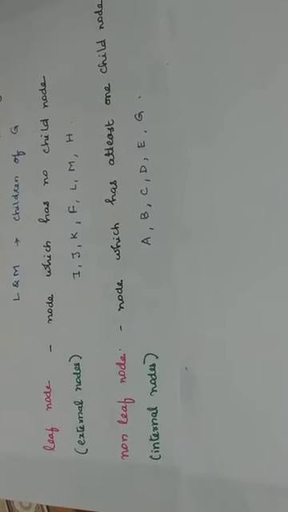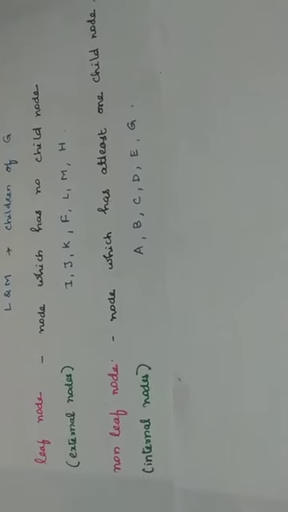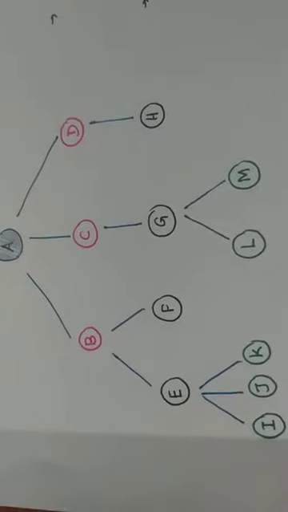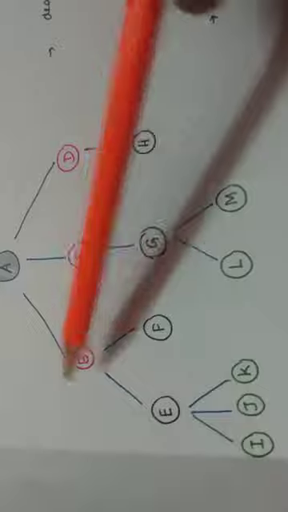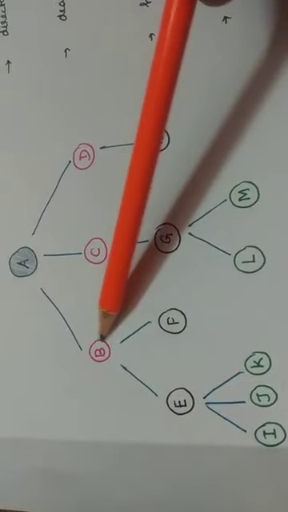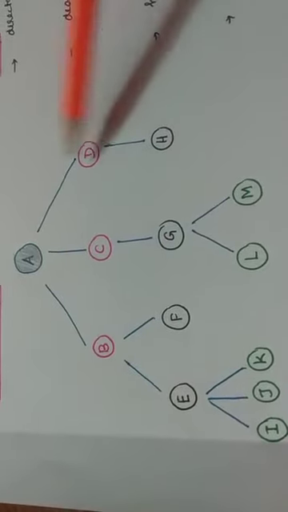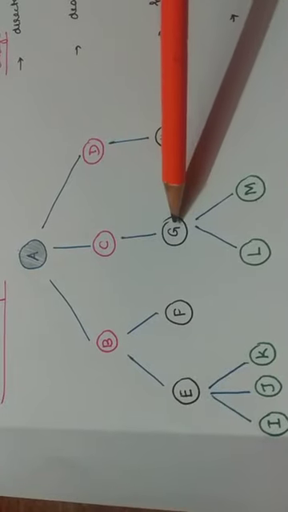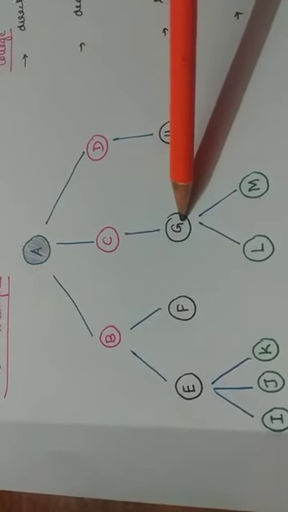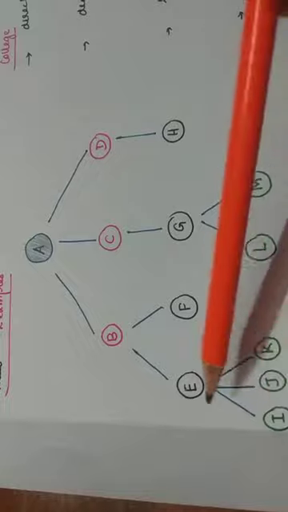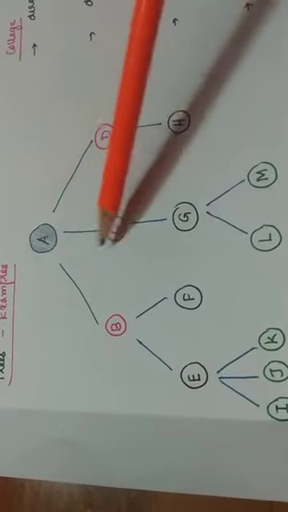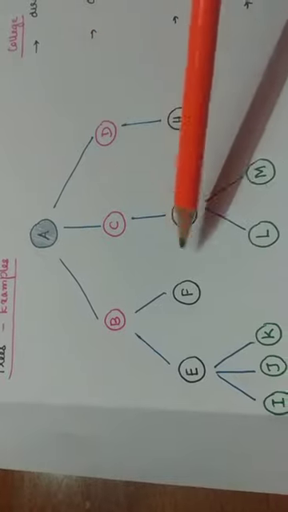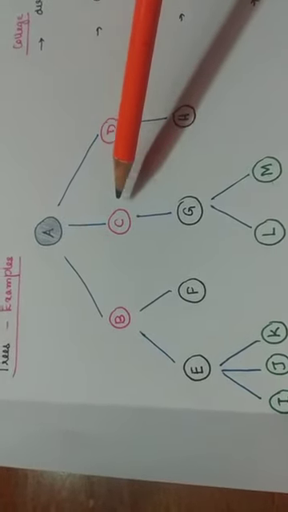Non-leaf node, it is also called an internal node. The node which has at least one child node, we call it a non-leaf node. Here in this diagram, we have non-leaf nodes E, B, C, D, A and G, or internal nodes. That is, the nodes which have at least one child. So these E, B, A, C, D, G are called internal nodes or non-leaf nodes.